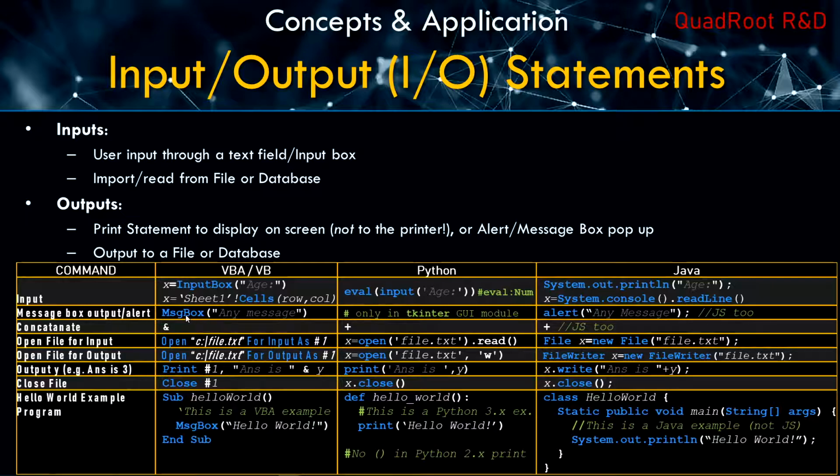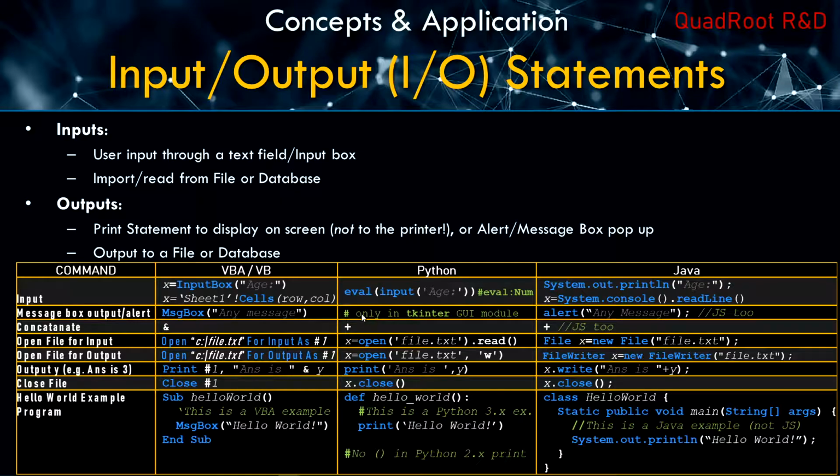Now you can output data using a message box or an alert. This is not the standard way. Usually alerts are used for something more serious like an error, or if the program is done, but it's a useful command. So in VBA, you have message box and then in parentheses, any string that you want in double quotes.